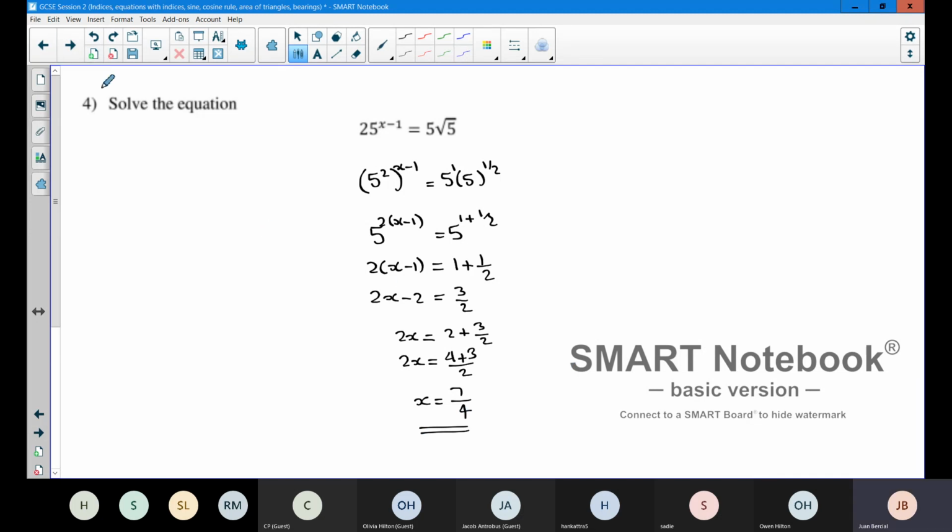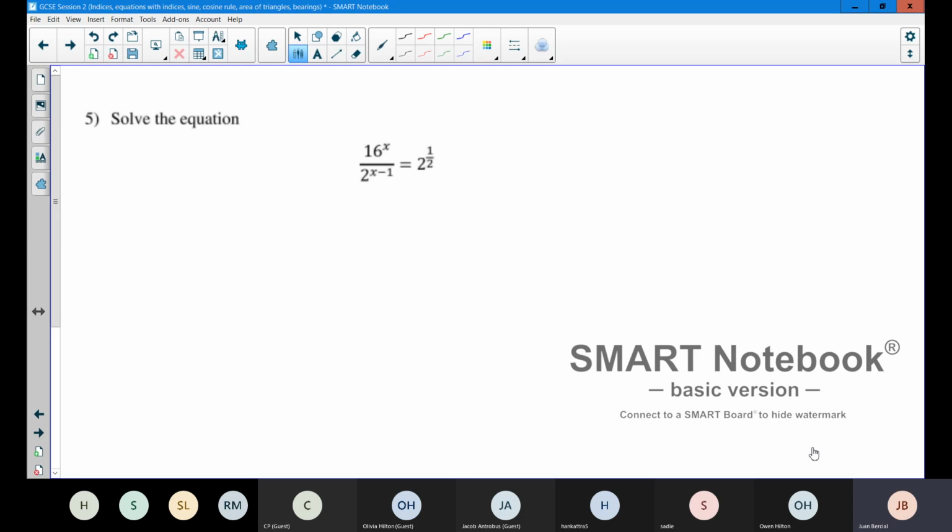So we're going to do another example of this type. Now, you can see that we've got 16, 2 and 2. So of course we know that 16 is 2 to the power 4. So we are going to write everything in terms of powers of 2. So we've got 2 to the power x divided by 2 to the power x minus 1, and that is equal to 2 to the half.